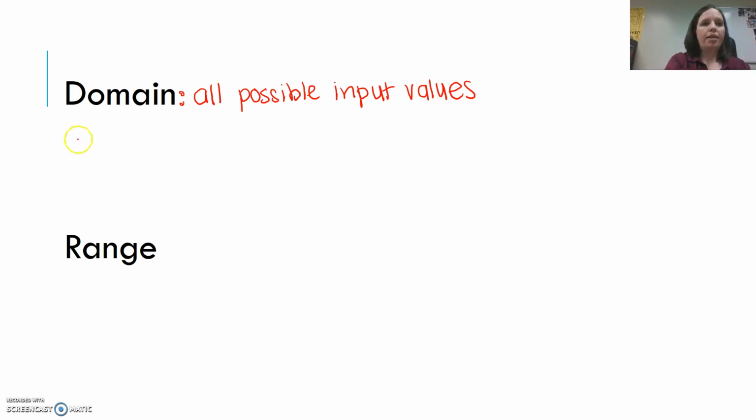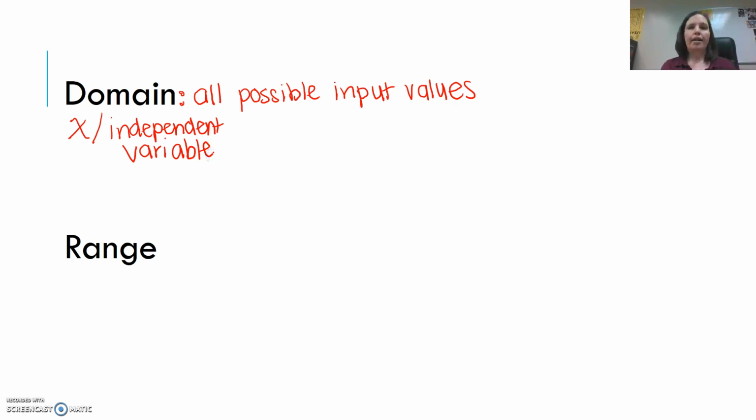Now, domain and the word input and the variable x and independent variable, all of these are saying the exact same thing, we're talking about the same quantity. You're going to need some flexibility in your thinking when you're talking about these inputs and outputs, domain, x, independent variable, realizing they're all talking about the same thing.